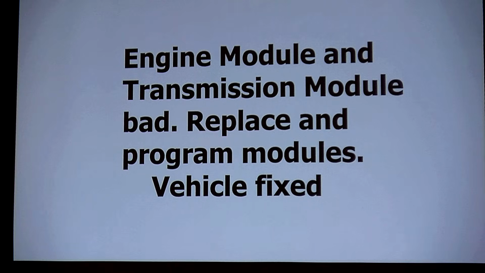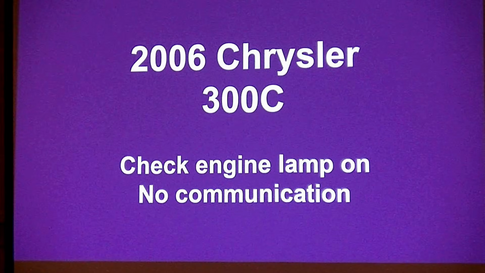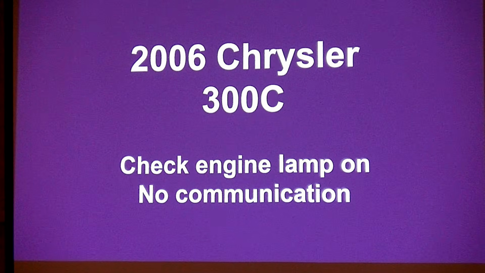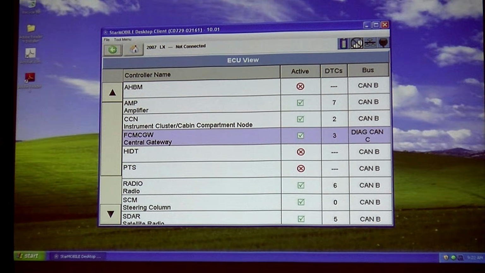The engine module and transmission, he ordered them. I went back and set them up for him. The car's fixed. 2006 Chrysler 300 check engine lamp, no comm. So when I start to look at this guy, okay, I want you to look at this. Do you see we've got what? B, B, B, B, B, B, B.